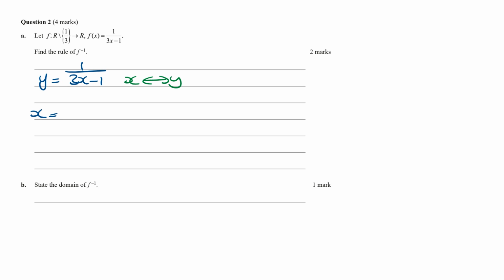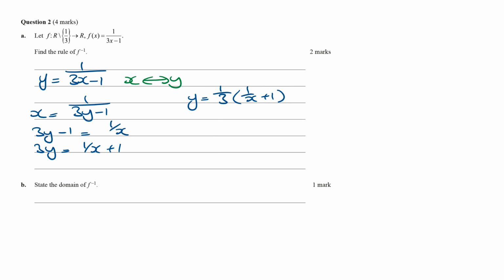And so this is going to be x is equal to 1 on 3y minus 1. If we cross multiply, we get 3y minus 1 is equal to 1 on x. And so 3y is going to be 1 on x plus 1. Solving for y, we get y is equal to 1 on 3 times 1 on x plus 1, which is 1 on 3x plus 1 on 3. And so therefore, f inverse of x has the rule 1 on 3x plus 1 on 3.